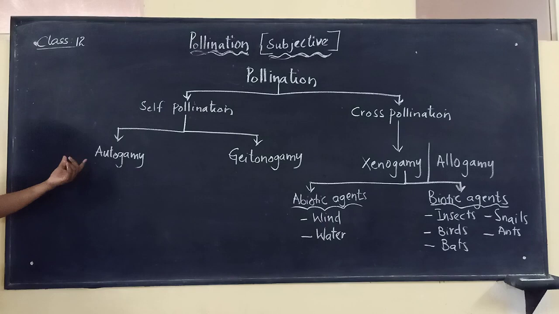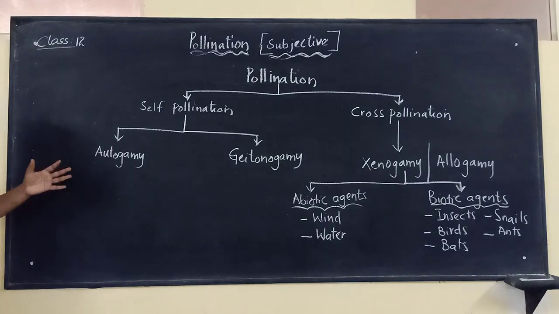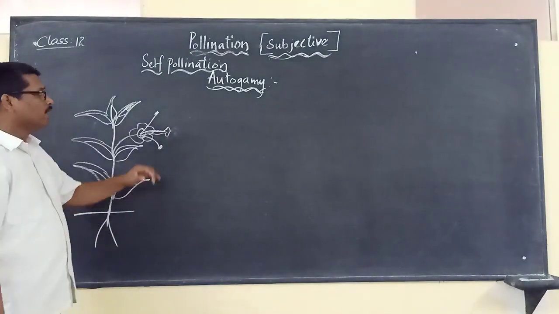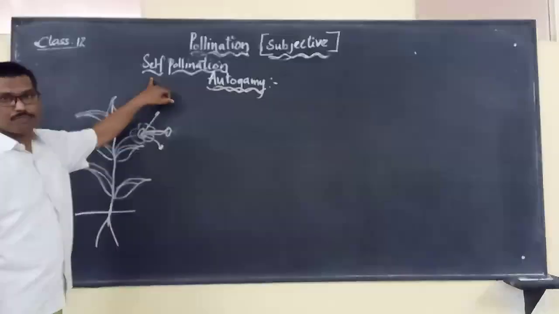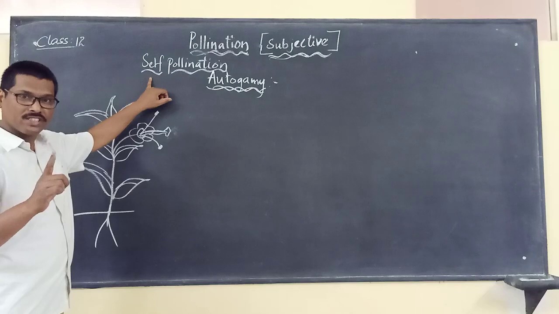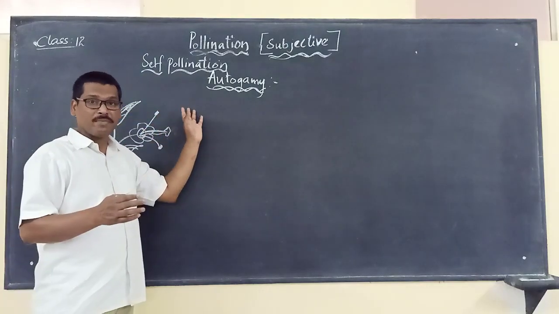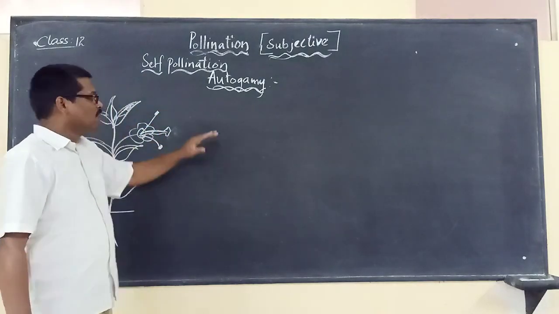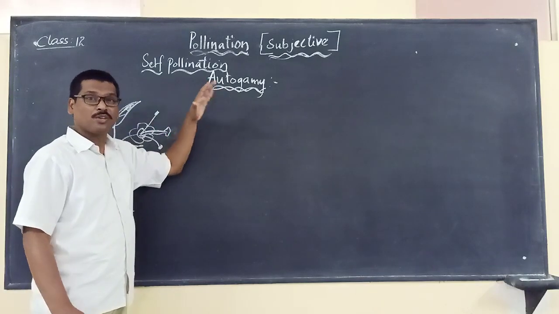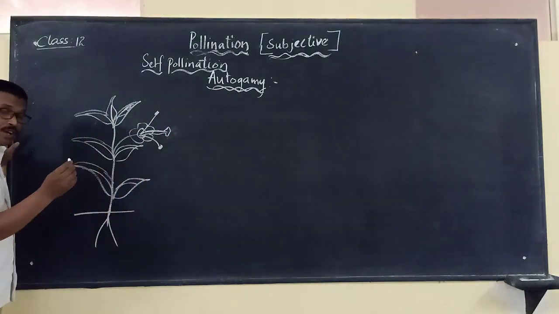Now we are going to talk about autogamy, a type of self-pollination. Already we said that self-pollination is of two types: one is autogamy and the other is geitonogamy. First of all, what do you mean by the word autogamy? It is transfer of pollen grains.